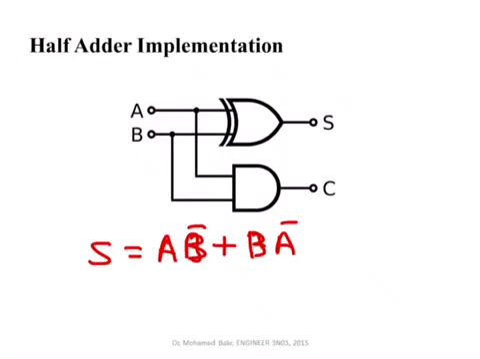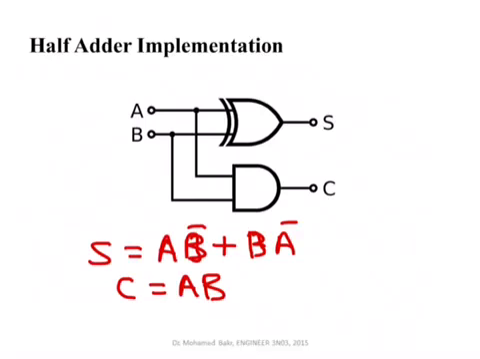While the carry, as we agreed, you get a carry out or carry over only if both of them are ones. C is equal to AB. So in that case, this is how we can build a half adder. And as I said, this does not take into account that you have another bit being carried in.